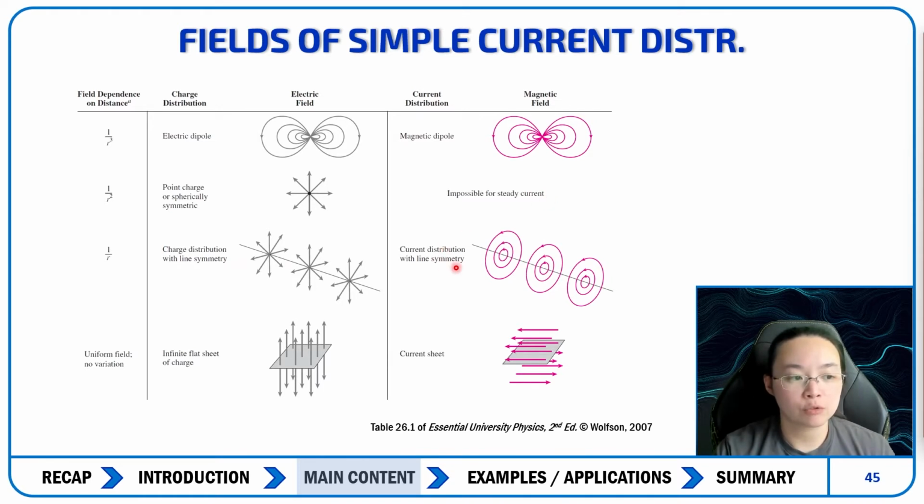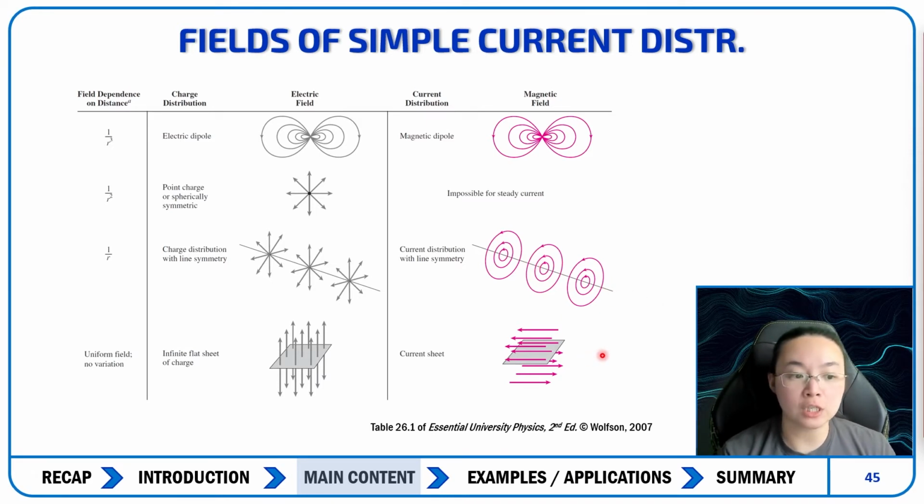We have current distribution with line symmetry. So basically, if you have a current going through a wire, then you have circular magnetic fields going along the wire in a counterclockwise fashion when you're taking a look from this side, going towards it.